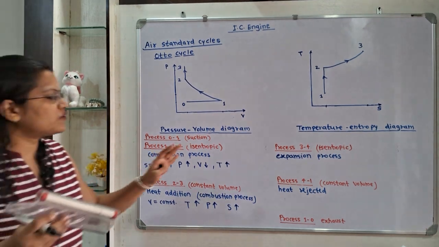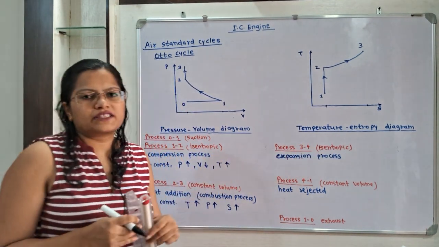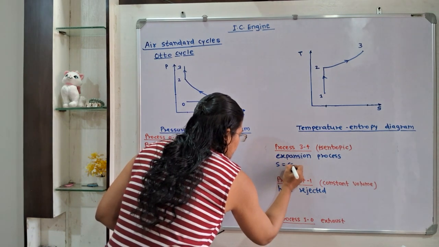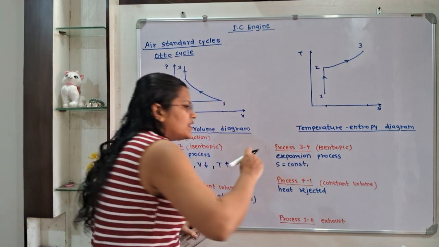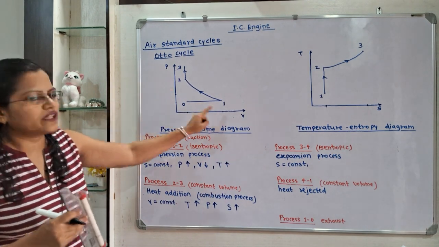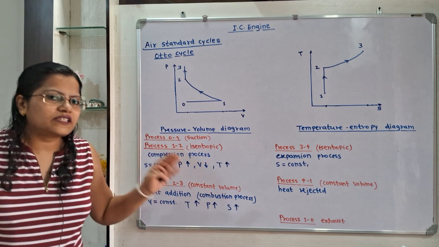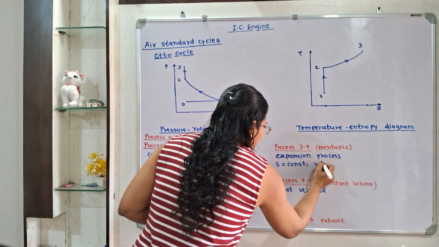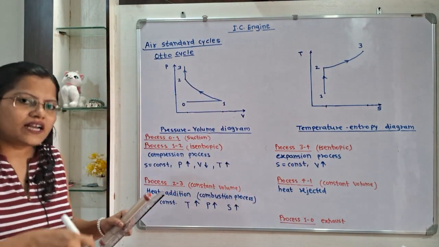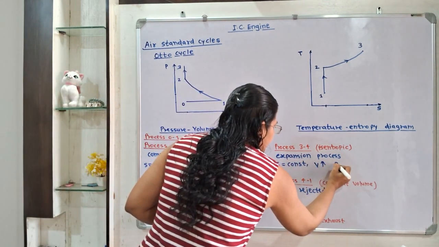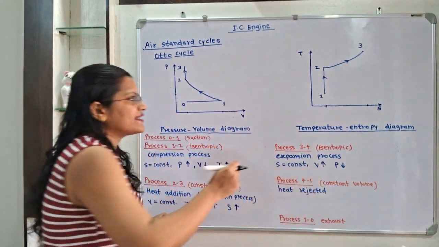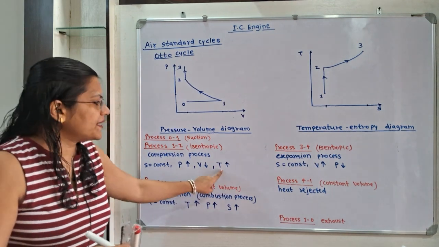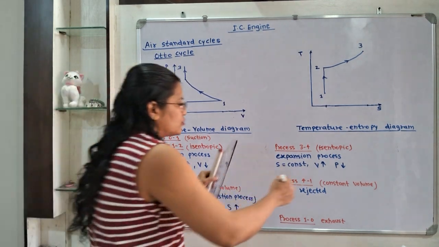So process 3 to 4 is the isentropic expansion, that means entropy will remain constant. So S is equal to constant. Now what is the effect of expansion on pressure and volume? So when the expansion is taking place, volume increases. So V increases. As the volume increases, pressure will decrease. So P decreases. So as the pressure decreases, temperature will also decrease. So we know the relation between P and T: pressure decreases, temperature also decreases.